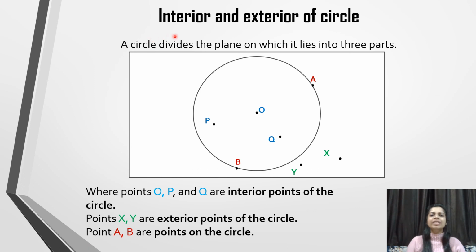Now, what is the interior and exterior of a circle? When we draw a circle in a plane, it always divides the plane into three parts. When we draw points inside the circle, they are called interior points of the circle. When we draw points outside of the circle, they are called exterior points of the circle. But when we draw points on the circle, or we can say on the boundary of the circle, then we call them points on the circle.